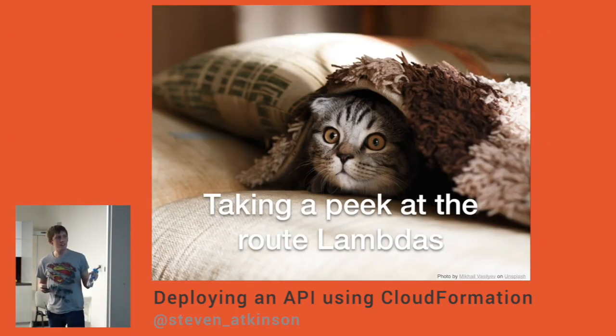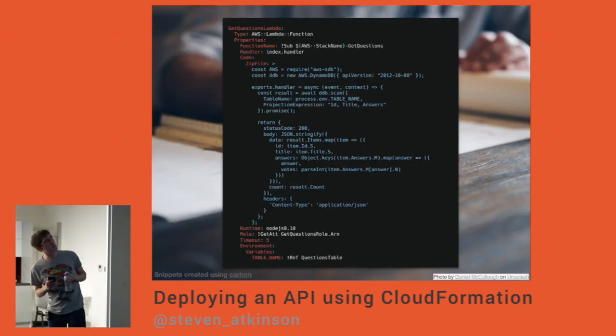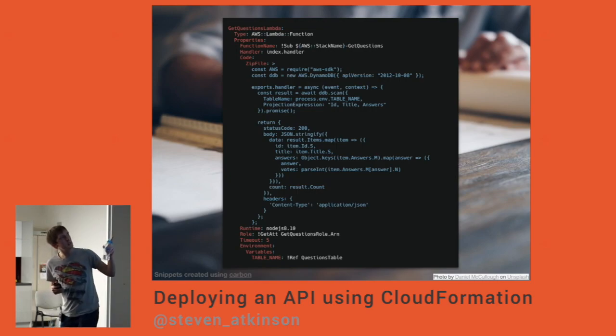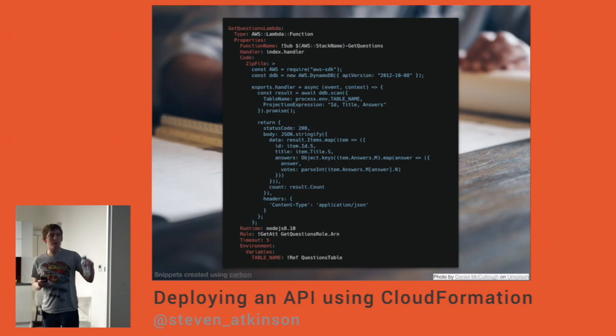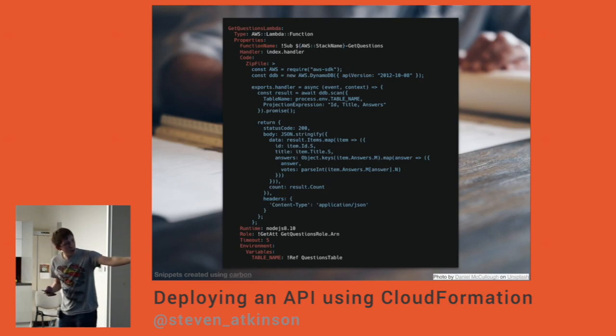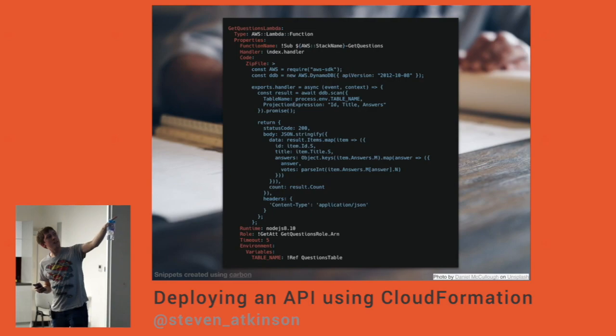So let's take a peek at our root lambdas. This is a simple, I say simple, lambda. It's pretty simple, and it just hooks into DynamoDB and gets a list of questions out of that. And it's got our questions role attached to it, which gives us permission to scan the DynamoDB table. And as you see, we've got variables at the bottom, which is referencing the question table resource that we create. So we can inject that into the lambda so it knows when it's scanning DynamoDB what table to hit, which is pretty powerful.